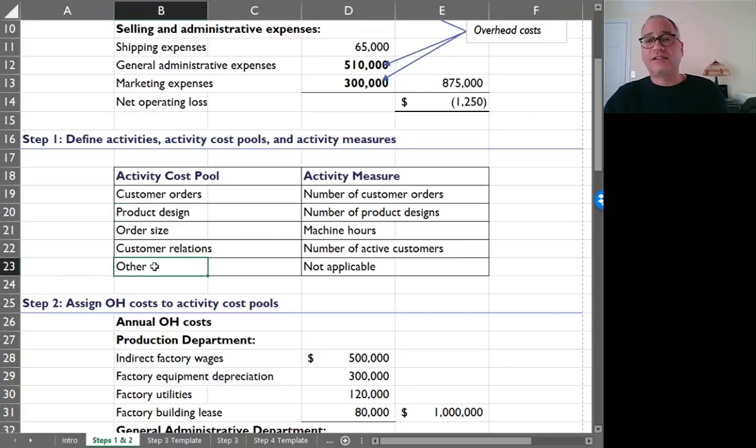And then there's other, and that's kind of dark and ominous, but it's very simple. These are costs that don't have a driver, okay? It's just part of the cost of running the company. I can't think of anything that causes it to go up or down. It's just there. It's called an organization level cost, and I'm not even going to try to allocate it.